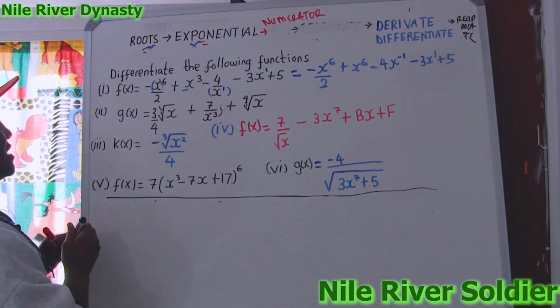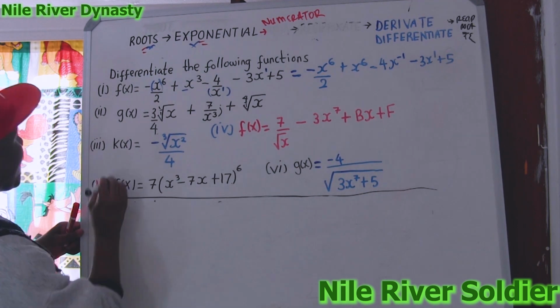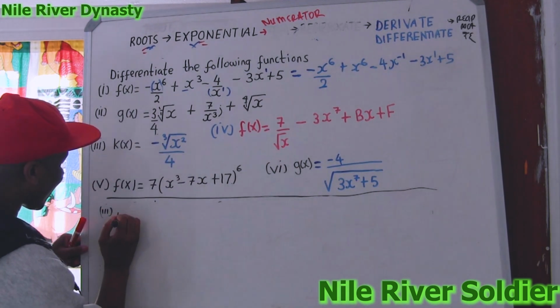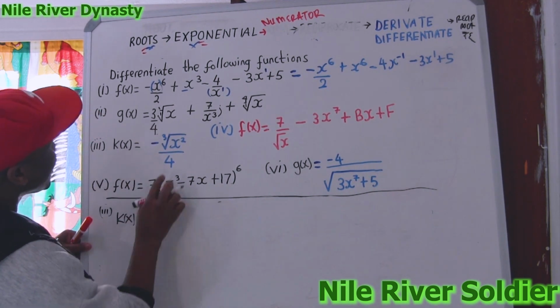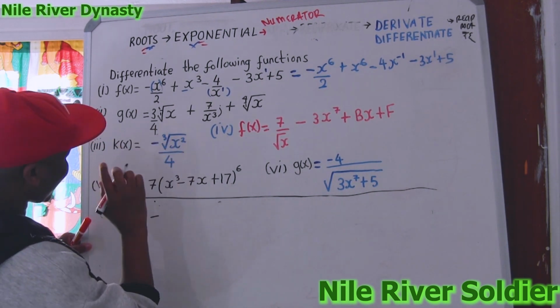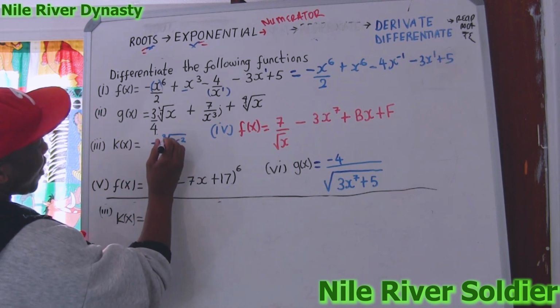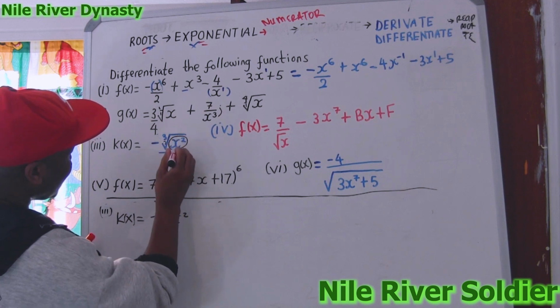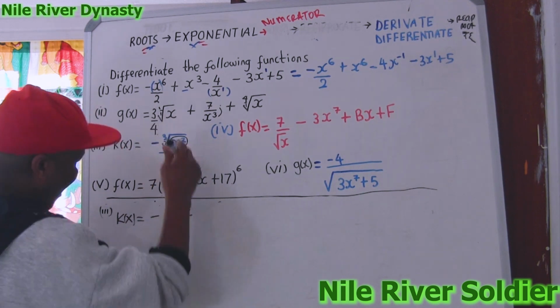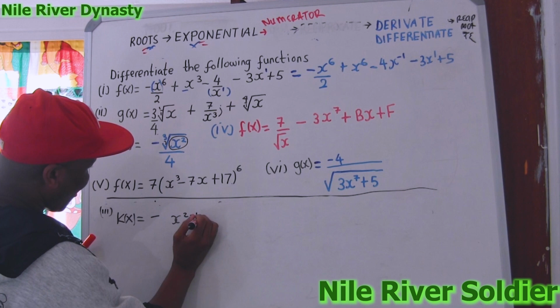Question number 3 is easy. This must be in power. So we say k of x equals, okay, so we have a negative. This is like a 1 here, 3 over 1. So we're going to have x squared multiplied by 1 over 3, because remember, you're going to flip. It's going to be multiplied by 1 over 3.